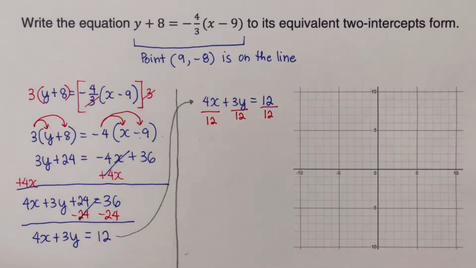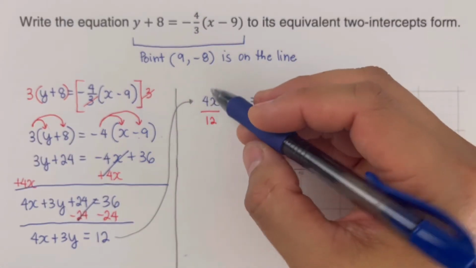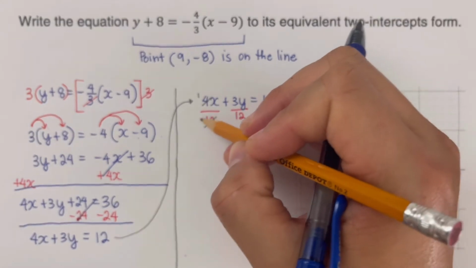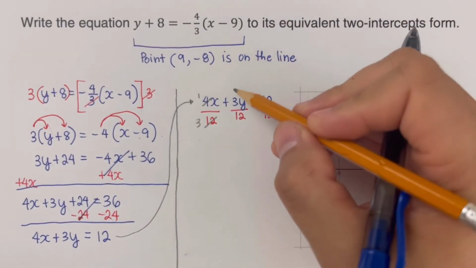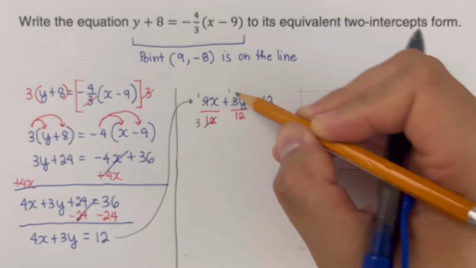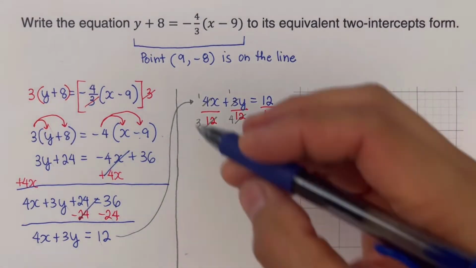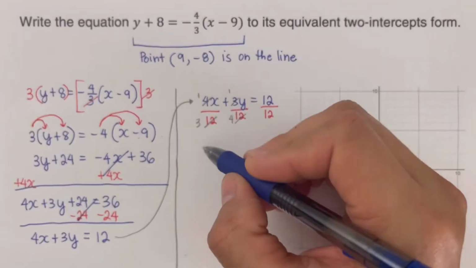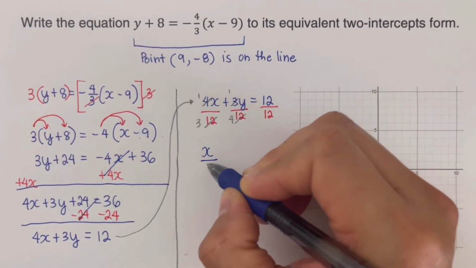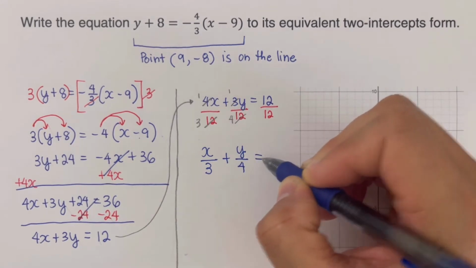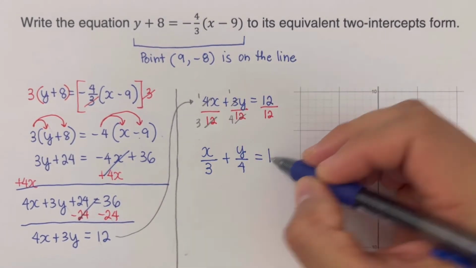So then we reduce the terms that we have here. So there is 1 4 in 4 and there are 3 4s in 12. There's 1 3 in 3 and there are 4 3s in 12. So this tells us that the simplified version of this would be x over 3 plus y over 4 is equal to 12 divided by 12 is 1.